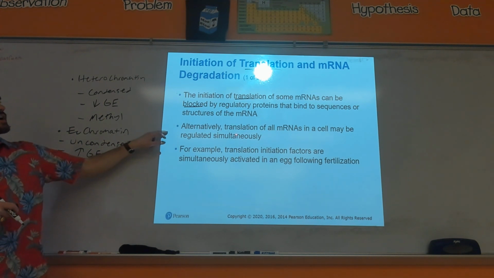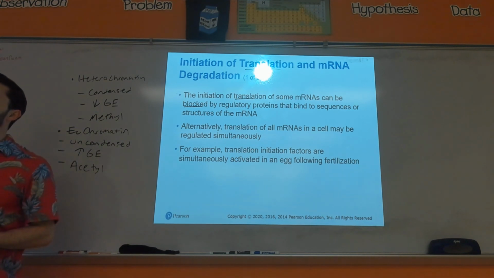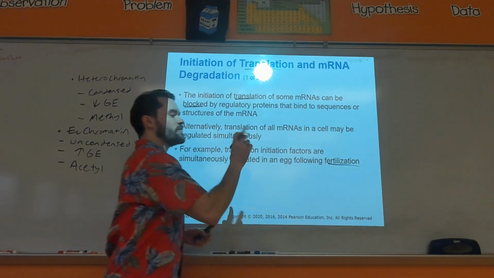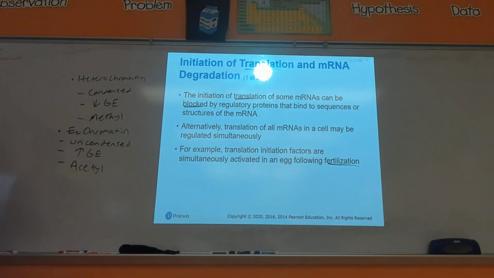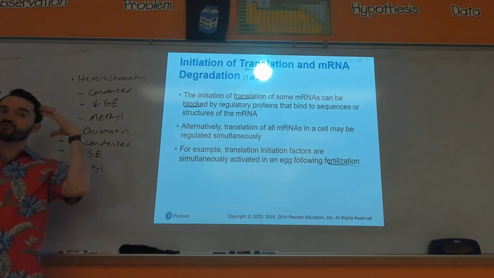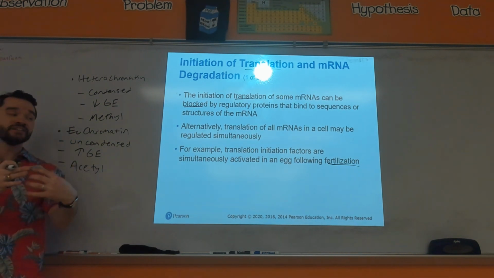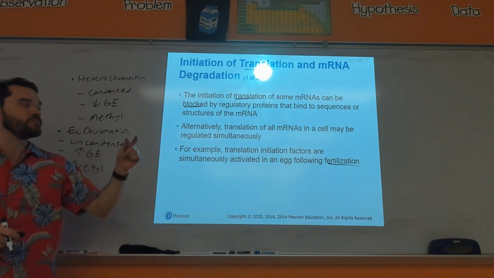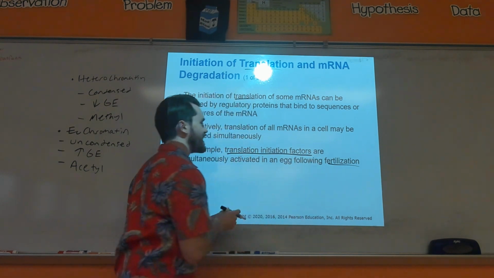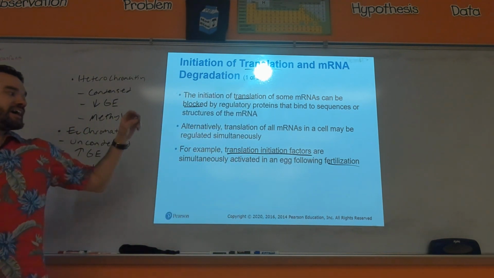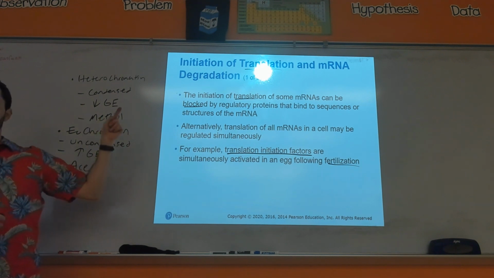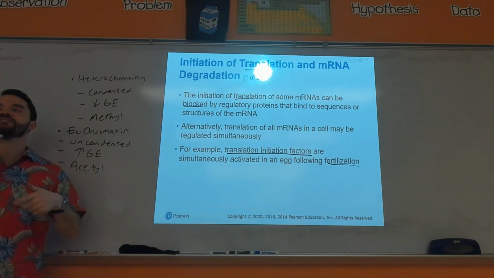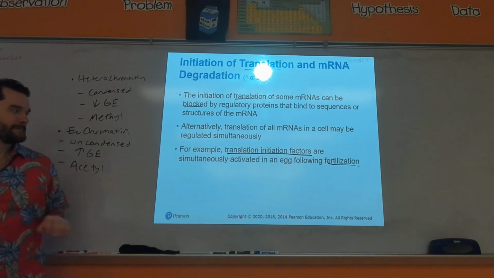We could also turn on translation of all of the mRNAs all at once. And this is actually what you see in fertilization. When the female makes her eggs, she'll have a bunch of mRNAs primed and ready to go. They're just waiting for the sperm to come, and as soon as that sperm fertilizes the egg, boom, all of these translation initiation factors, all these proteins, will turn on translation of all those mRNAs that are waiting in that egg so that the embryo can start developing. Okay.